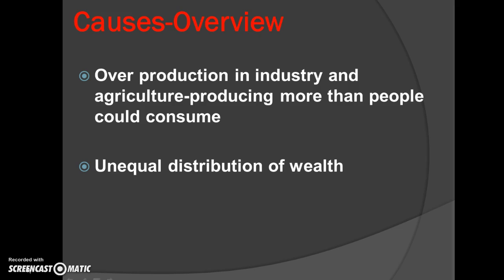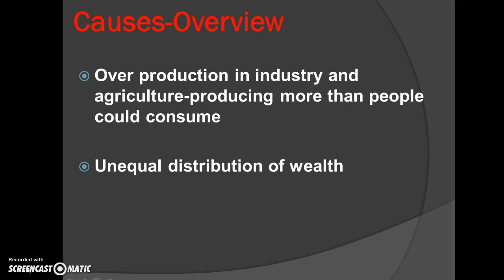With this overproduction in industry and agriculture, like I said before, people were producing more than people could consume. So you had a lot of waste. And they couldn't sell it overseas because overseas, the United States was already seeing an economic depression, and specifically Europe, who was still recovering from World War I.